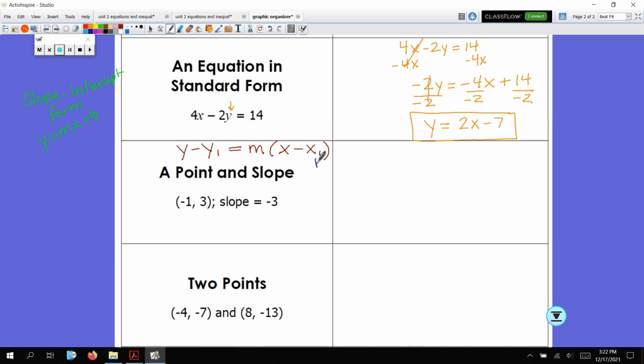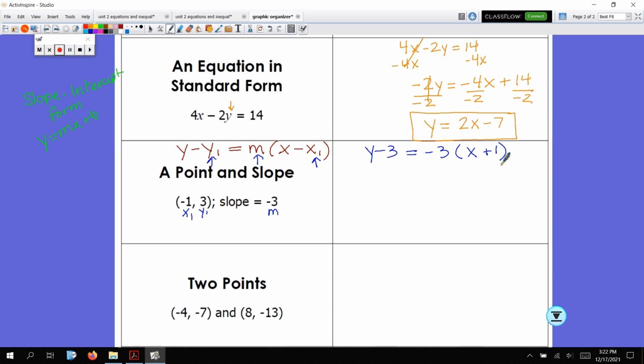You're plugging in your ordered pair right here and there, and then you plug in your slope. All you need to do is distribute and then get rid of what's with y, and you're good to go. So let's go ahead and plug it in. We always start with y minus y1. Here's my y1, it's positive 3, equals my m, which is negative 3, parenthesis, x minus x1, but x1 is negative. It's negative 1. So minus a negative becomes addition. And now we have plugged it into point slope.